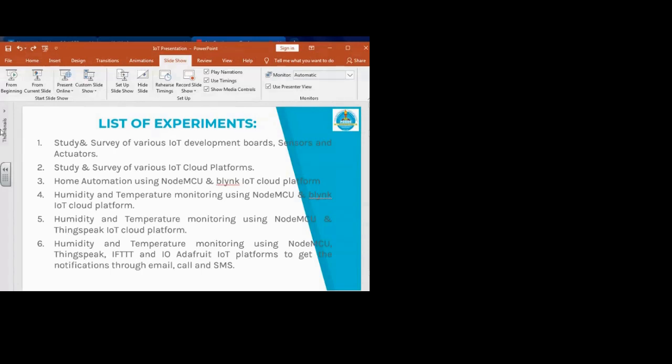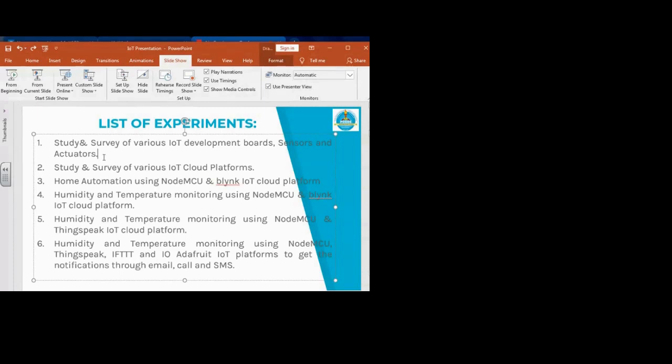In the same way, what is the name of your first experiment? The study and survey of various IoT development boards, sensors and actuators. It means you need to do a comparative assessment of the different IoT development boards available in the market. Not only the development boards, but also the sensors available in the market. Some sensors are analog in nature, some are digital in nature, and then there are actuators. You should know each and every part of the IoT development board, sensors and actuators. Why is it needed? Because unless you know the configuration or specification of the respective development board, you won't be able to select it for designing your applications.